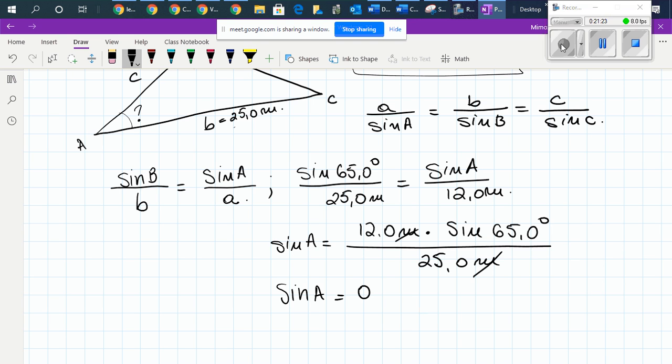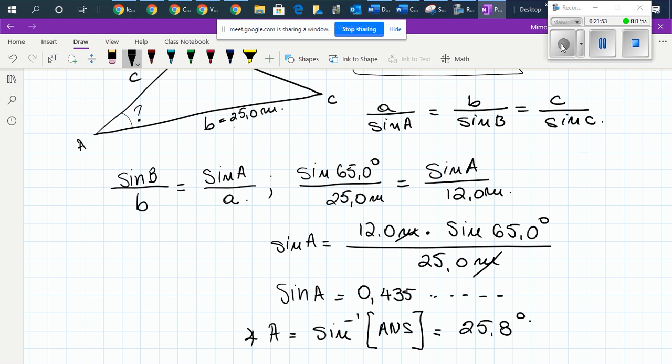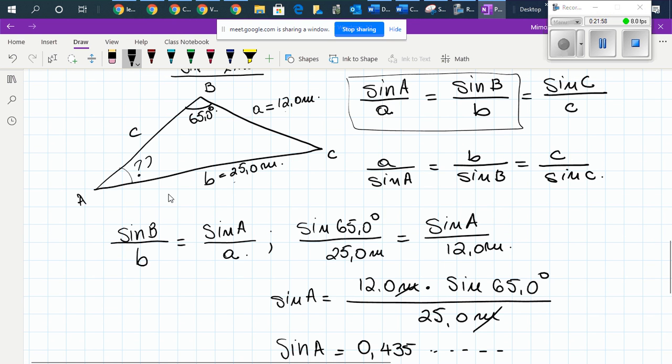Sine A will be 0.435 and so on, whatever the calculator is giving you. And then the angle A will be the inverse sine of the answer. So in your calculator, you will go second function sine the answer. And the angle A will be 25.8 degrees. So now we have the angle A as 25.8 degrees. Okay, questions on this?